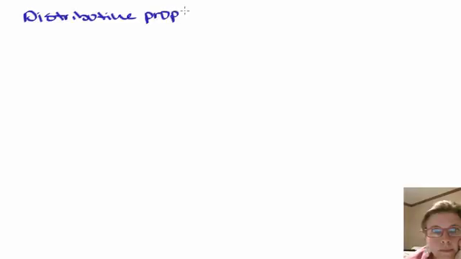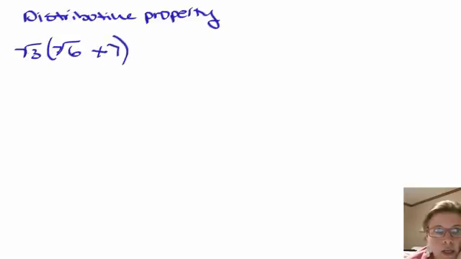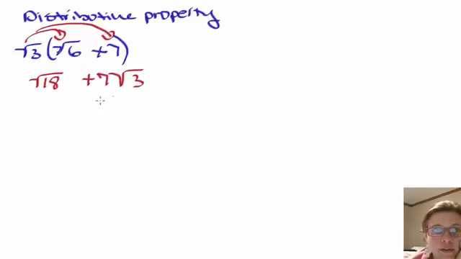Now, if we go to multiplying, we're going to use the distributive property. If we have the square root of 3 times the square root of 6 plus 7, you have to distribute that square root of 3 to everything. The square root of 3 times the square root of 6, you multiply that together to get the square root of 18, plus 7 times the square root of 3. You can't combine those to make 21. You can only multiply them if they're inside.